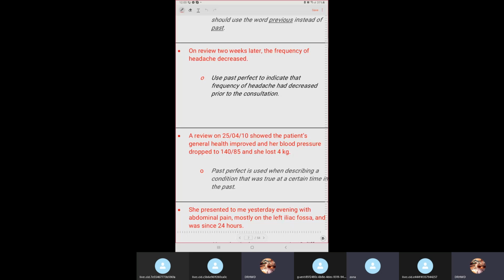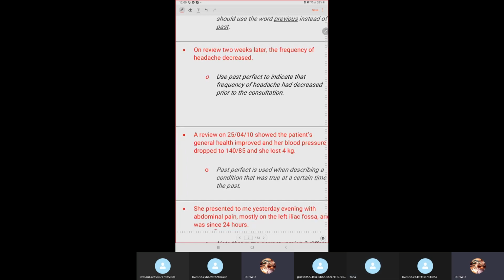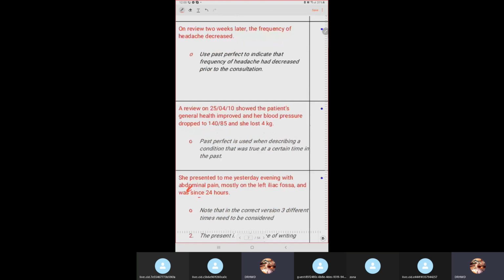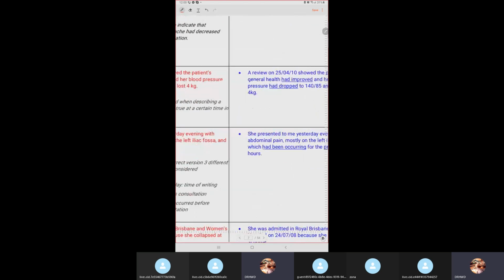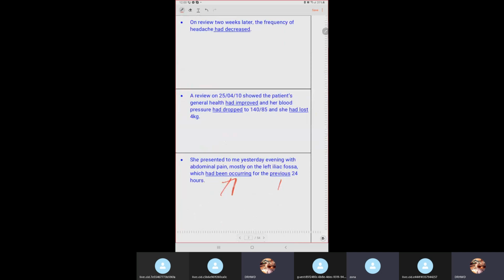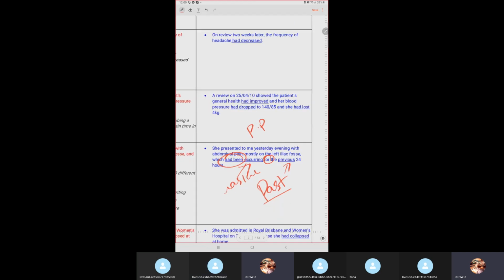Now you see here, we've used the word since. With since, you cannot use simple past tense as was. You'd be saying that had been there for 24 hours, right? With since or for, you cannot use simple past tense. Rather, you'd be using your had been. So over here, you see that had been occurring for the previous 24 hours. You would not say past, you would say previous, and you would not be using was or were. You'd be using had been or has been or has had, right? You'd be using your past perfect. Do you follow, Dr. Zona?